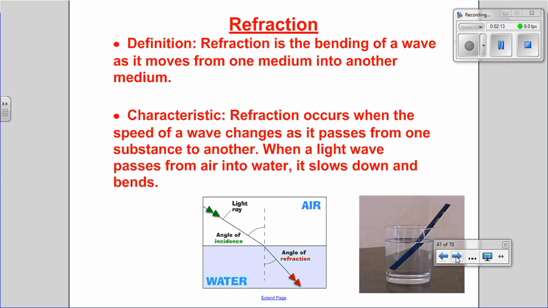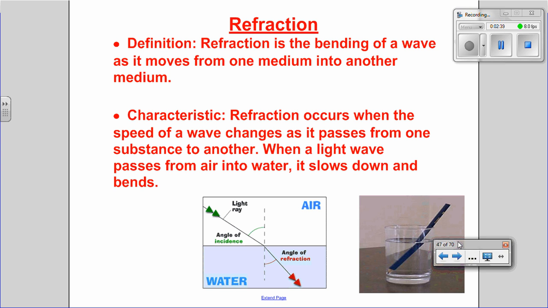Refraction. Now refraction may be one that you may not be that familiar with, but you probably have seen refraction on several occasions. Refraction is the bending of a wave as it moves from one medium into another medium. Now we all know that waves travel through a medium. And when waves move from one medium to another, their speed will change. And when their speed changes, this is what causes refraction to occur.